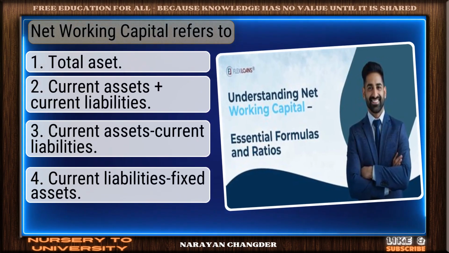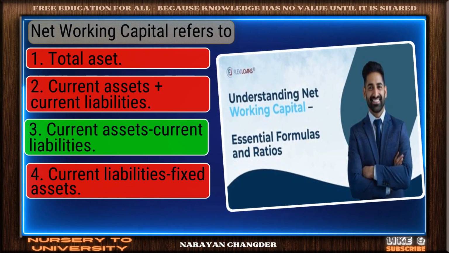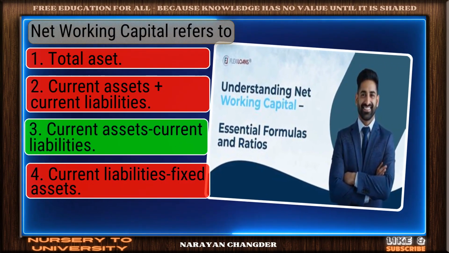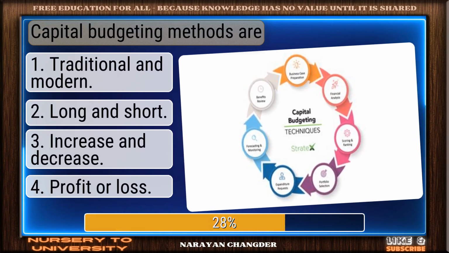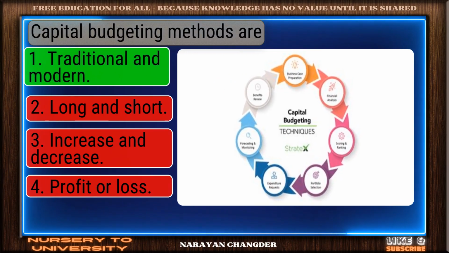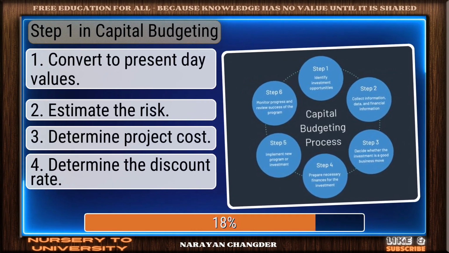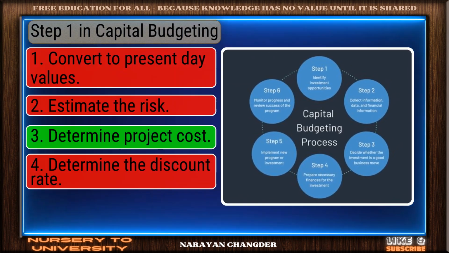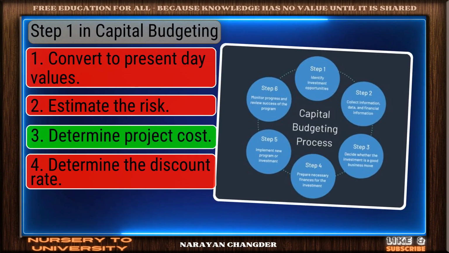Net working capital refers to. Well done. Current assets, current liabilities is the right choice. Capital budgeting methods are. Smart move. Traditional and modern is an accurate answer. Step 1 in capital budgeting. You got it. Your choice determined project cost is right.